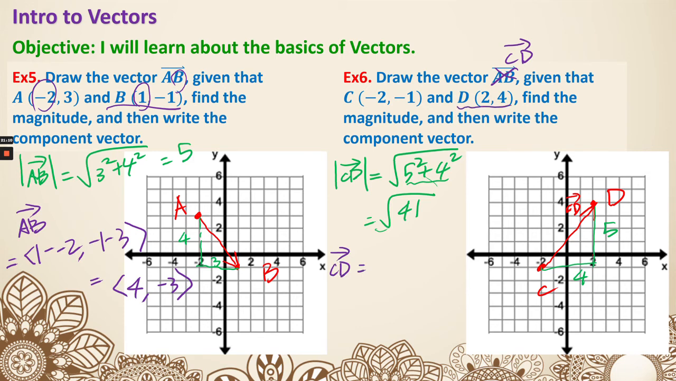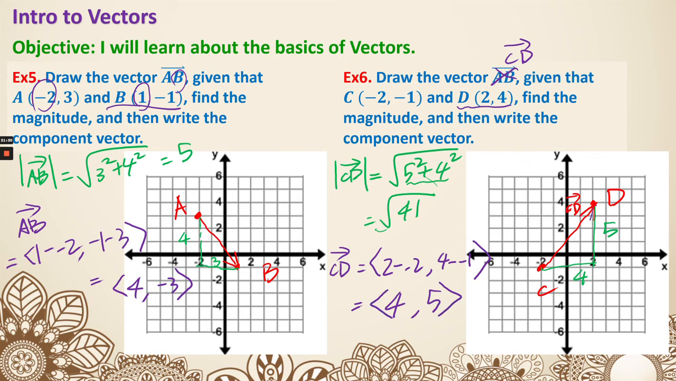The terminal point is D. It stops at the D. That is where the tip is. So 2 minus -2, 4 minus -1. Oh, it should be component form with pointy brackets. So 2 minus -2 is a 4, and 4 minus -1 is a 5.